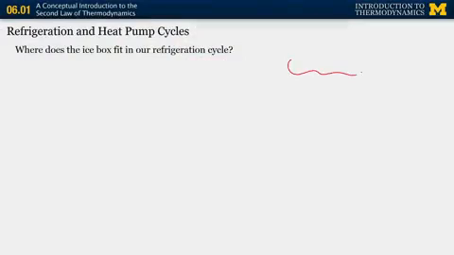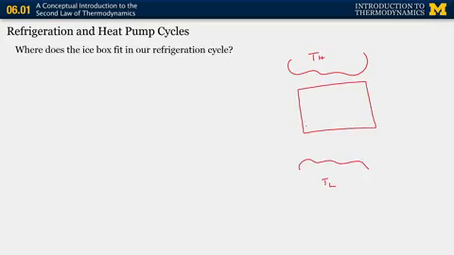So recall for our refrigeration cycle, we have a high temperature reservoir and a low temperature reservoir. We have our system, which right now is just a black box. And when we operate in a refrigeration or heat pump mode, we have work that is into the system, or in this case, power. The work transfer rate is into the system. And recall for refrigeration and heat pump, we reverse the direction of the heat transfers. So our heat transfers now are into the system from the low temperature reservoir and out of the system into the high temperature reservoir.